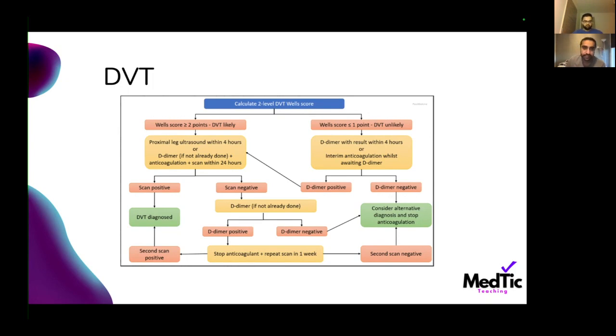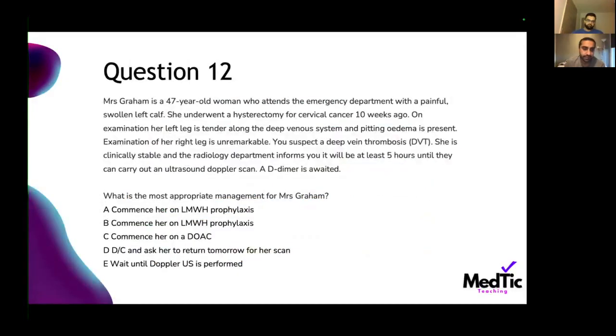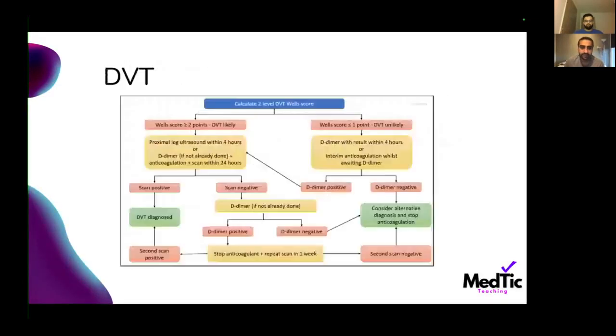So in our case, because we are thinking this is DVT, this patient is scoring over 2 and we're waiting, you would start treatment for this. And treatment for her would be a DOAC. One main contraindication I know for a DOAC would be if a patient is pregnant, but our patient is 47, so is unlikely to be pregnant.